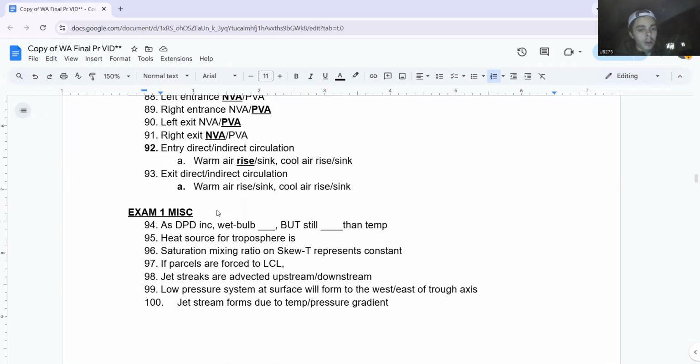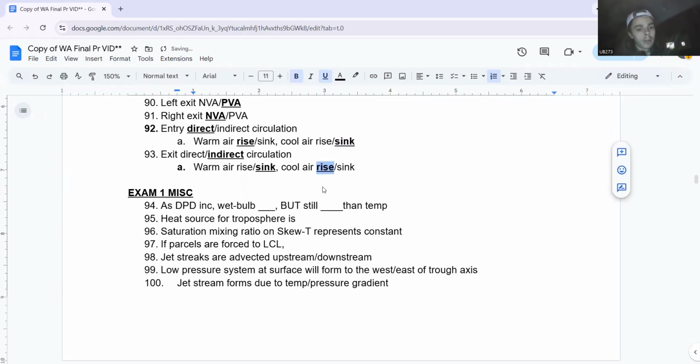Actually, this wasn't even talked about in the videos, but I'll still say this. For the entrance, is there going to be direct or indirect circulation? It's going to be direct circulation. And warm air, in this case, rises and cold air sinks, as we usually expect. But if it's in the exit, it's indirect and it's opposite of what it usually is. So warm air sinks, cold air rises.